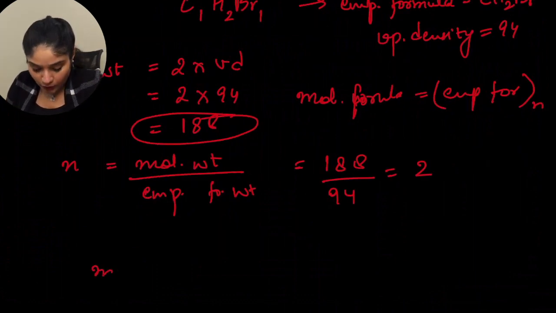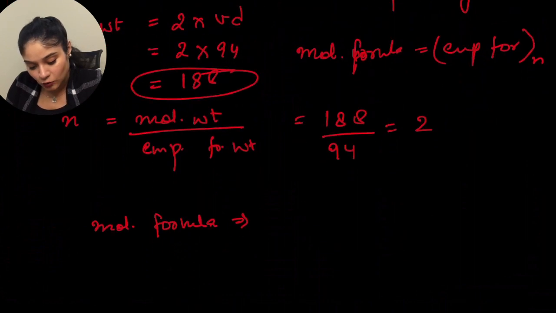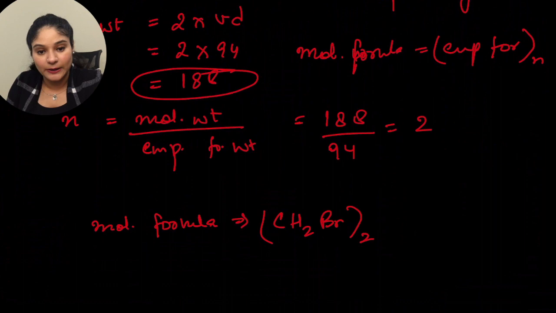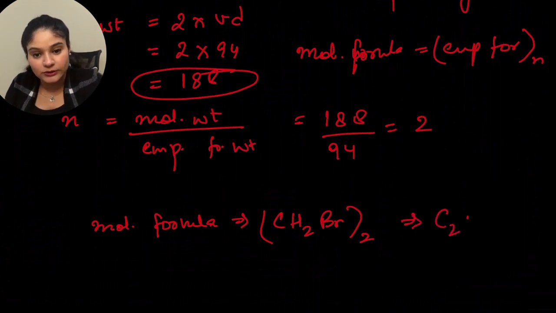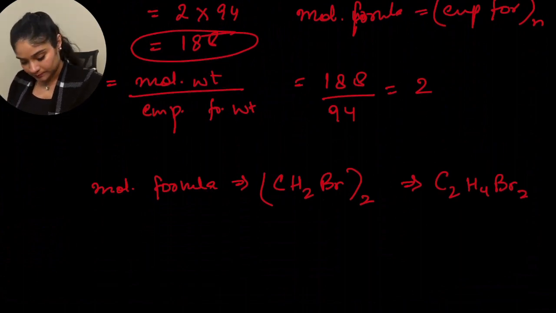So what is your molecular formula now? Your molecular formula is empirical formula, what you got? CH2Br. So CH2Br, the whole thing multiplied by 2. So when you do that, you get C2H4Br2. And this is your molecular formula. Let's move ahead from here.